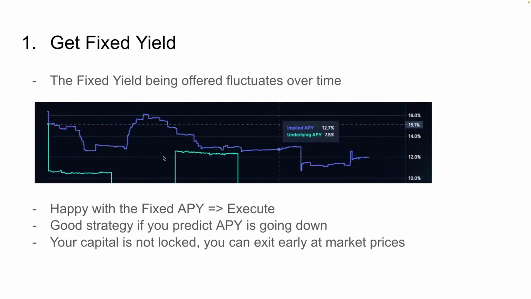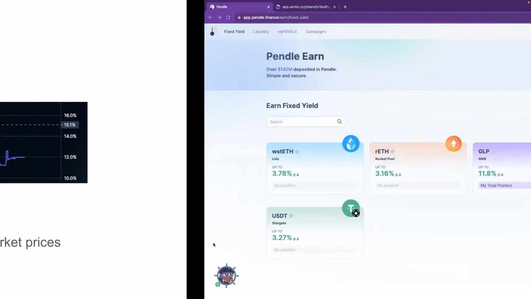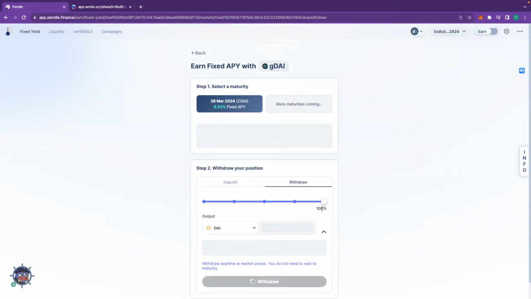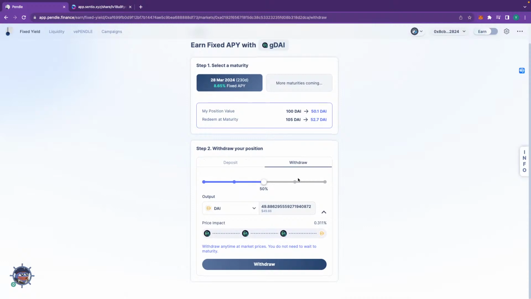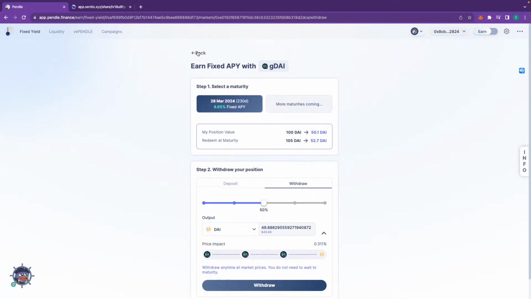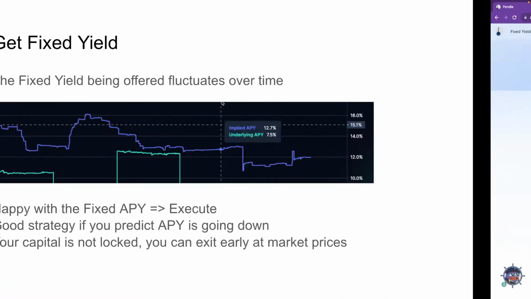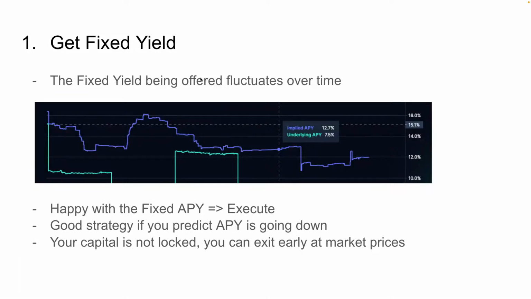The last but also very important point about getting fixed yield in Pendle is that your capital is not locked at all. You can actually exit early at market prices for your position. Like for example, my position just now, I can always exit partially or fully into DAI. So your capital is not locked until maturity. So yeah, that's the first basic way you can optimize yield using Pendle.